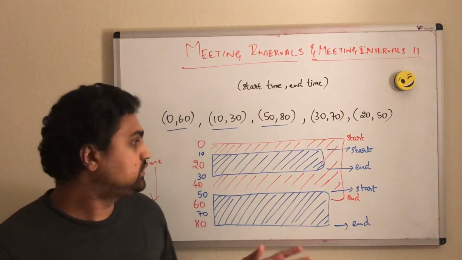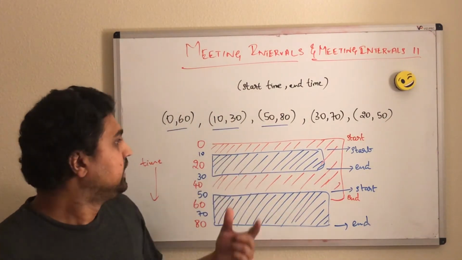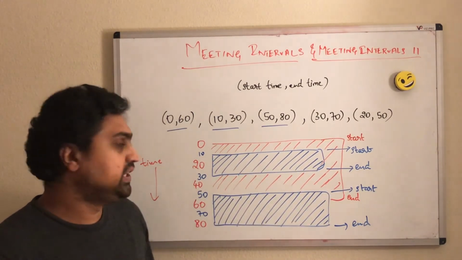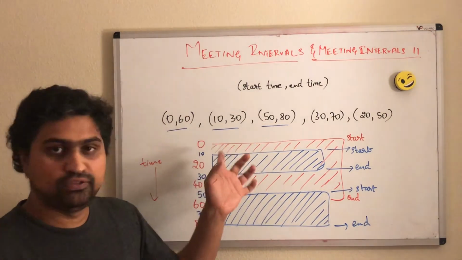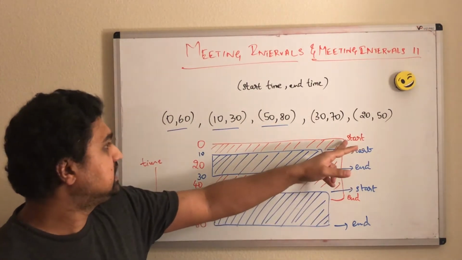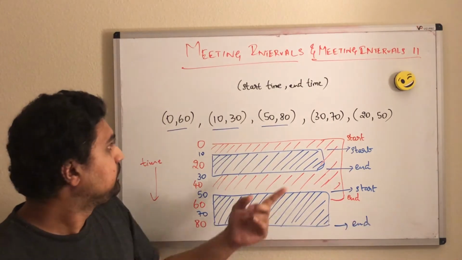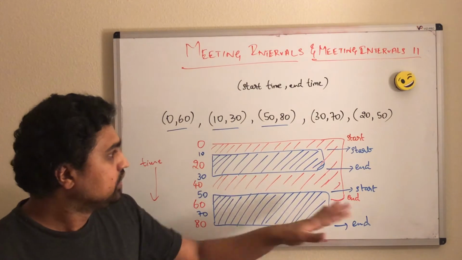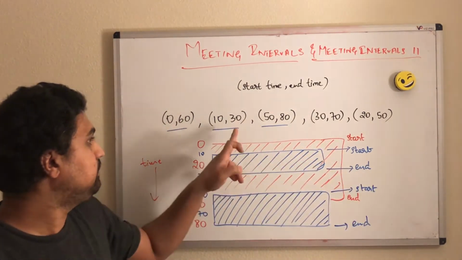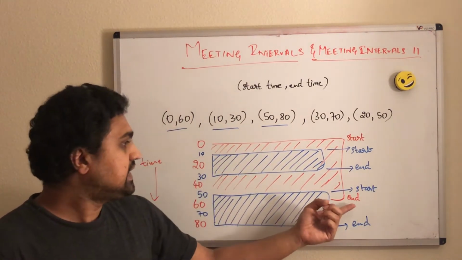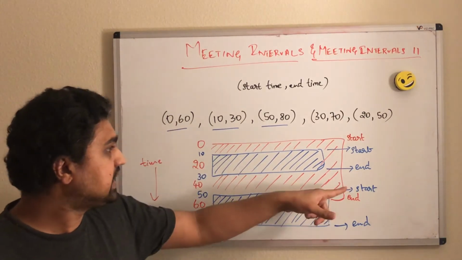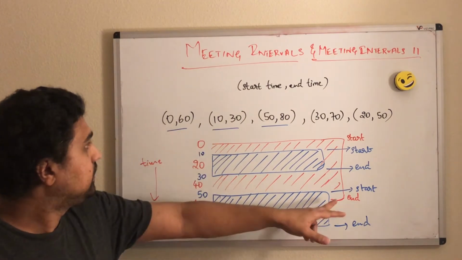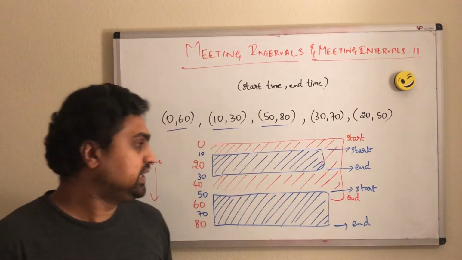Okay, the easiest way to check if any of the meetings overlap is to check if the start time of one meeting is less than the end time of another meeting. Here I've marked the first three meetings. This is the start time of the first meeting and the end time of the first meeting, and this is the start time and end time of the second meeting. Here we can see that the start time of the second meeting is less than the end time of the first meeting. Similarly, the start time of the third meeting is less than the end time of the first meeting. So here two of the meetings overlap.